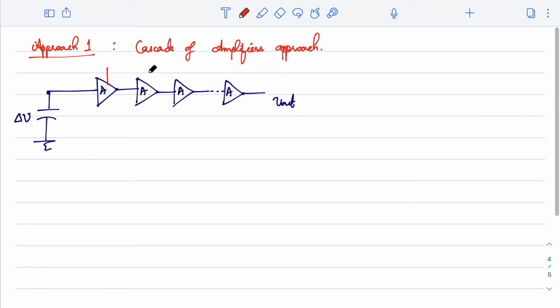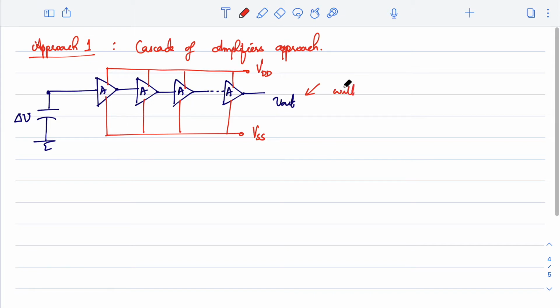So all these amplifiers are connected together, and say this is connected to VDD, and this is connected to say VSS voltage, right? Or this can be ground as well. Now since I am taking my reference voltage as 0, I'm just marking it as VDD and VSS, right? So at this point here, Vout will reach a certain level.